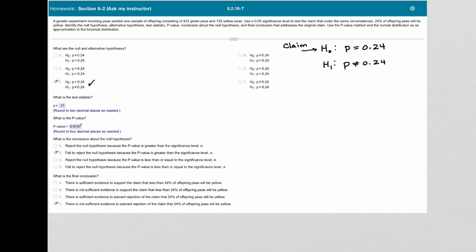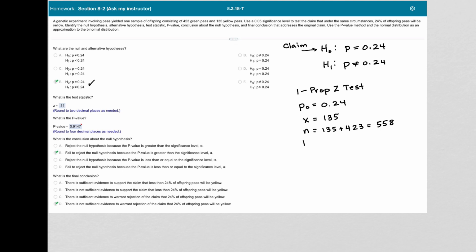This is about a proportion. And there's just one sample, so we're going to do a one prop z-test on the calculator. So when I do that, I'm going to put in the value from the null hypothesis, which is p0, and that is 0.24. Then I'm going to put in the number of successes, which is x, and so we're looking at, in the sample, how many were yellow. So that was 135. And n is the total number of peas, which is the 135 yellow peas plus 423 green peas. And you can just type that into the calculator in that n equals spot. And we will get 558, it looks like.